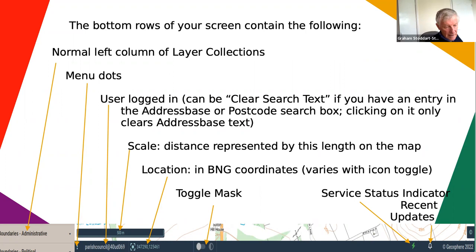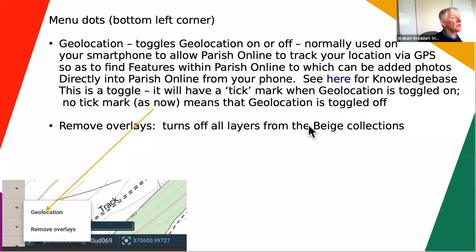And then there's a service status indicator. If it's green, everything's in great shape. If it's got a red in it, then something's gone wrong. It won't be at your end. It'll always be at the Parish Online end. And then the little notification bell here will change color if there are any recent updates, and we'll show you what they look like. So that's the overall picture. Now we'll go through each one of these individually.